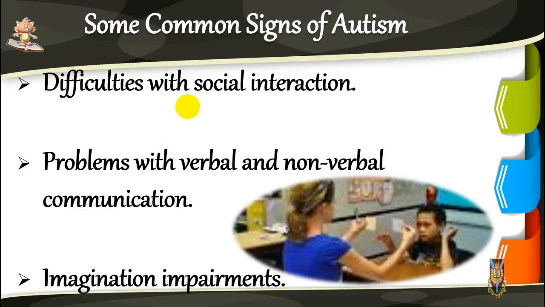2. Problems with verbal and nonverbal communication, such as understanding gestures, body language, facial expressions, and tone of voice, making it difficult to empathize with people's feelings. 3. Imagination impairments, such as not enjoying or taking part in role-play games. The hallmark feature of autism is impaired social interaction.